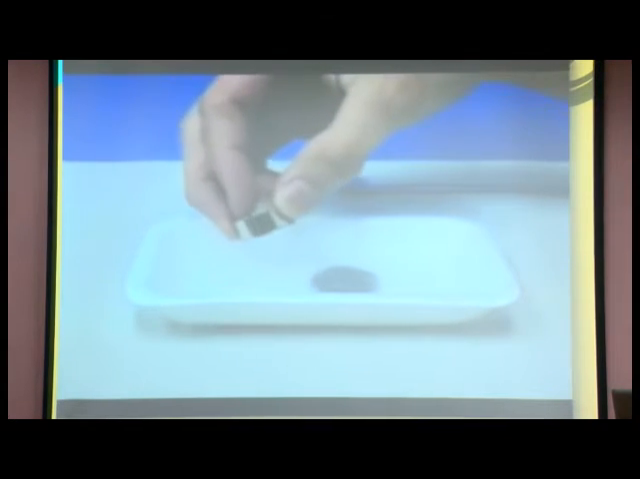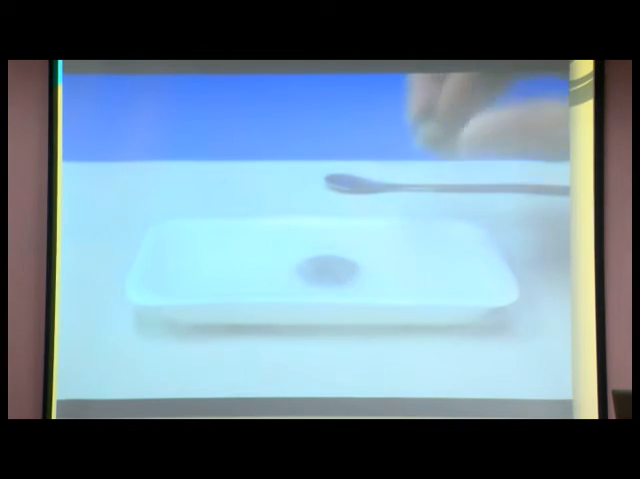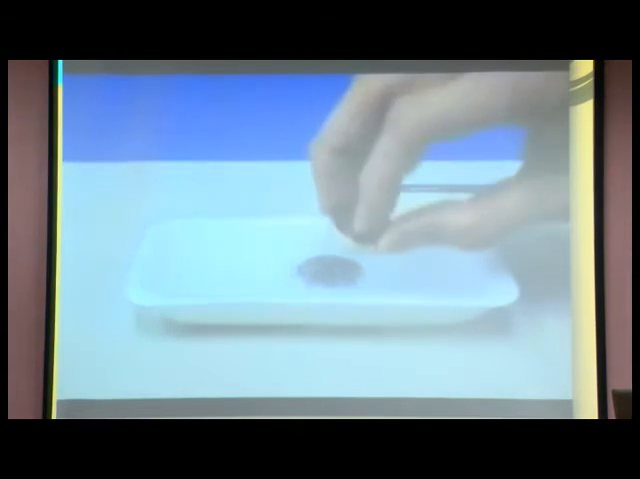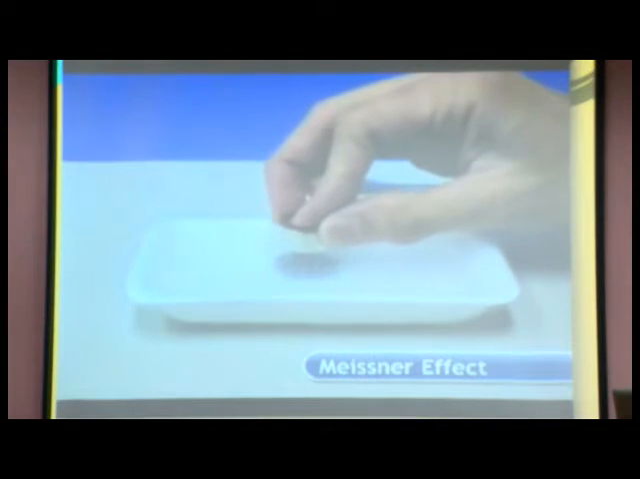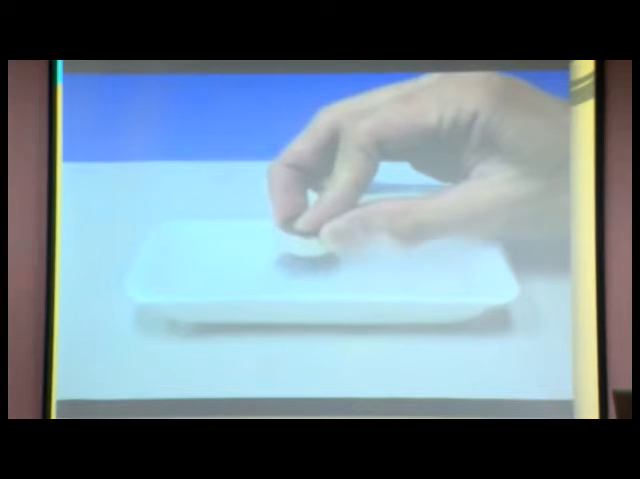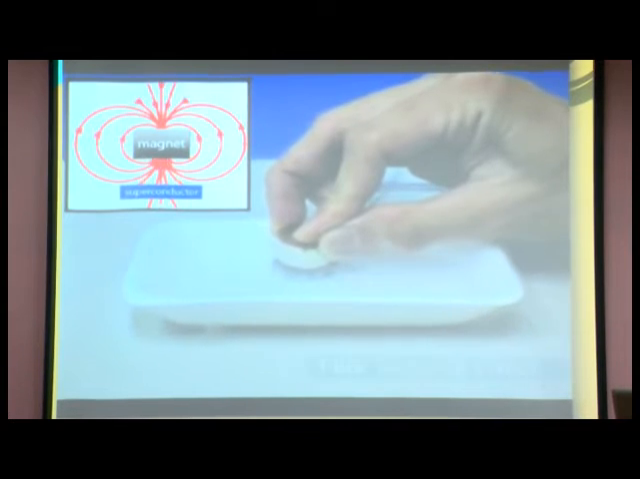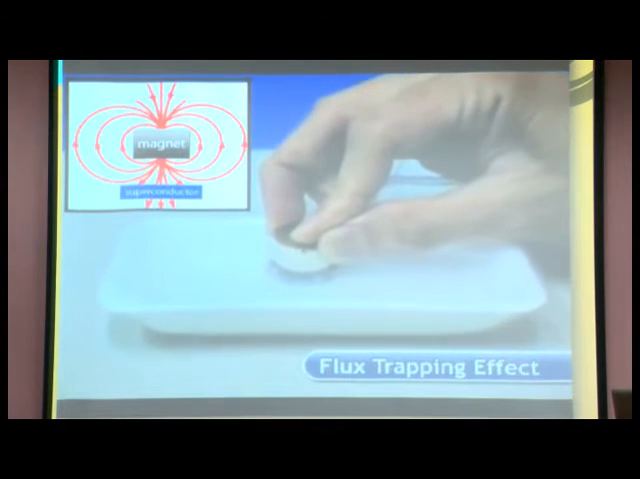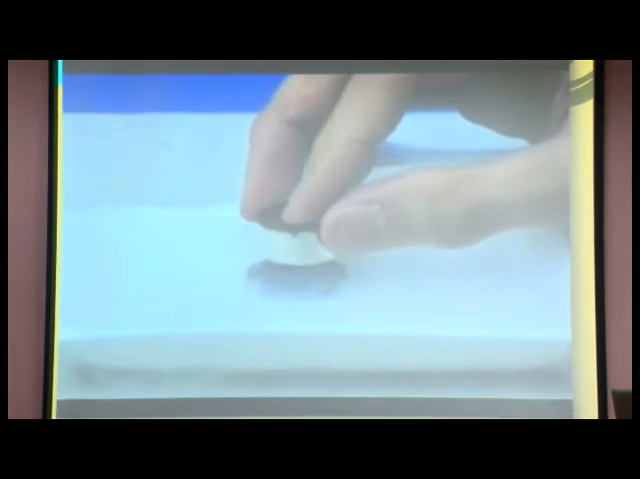After it becomes a superconductor, when you move the magnet nearer to the superconductor, it repels and is moved away. Now by applying the force, that repulsion is because of the Meissner effect. Now applying a force over the magnet, you can withstand that magnet over the superconductor. That is called the flux trapping effect.